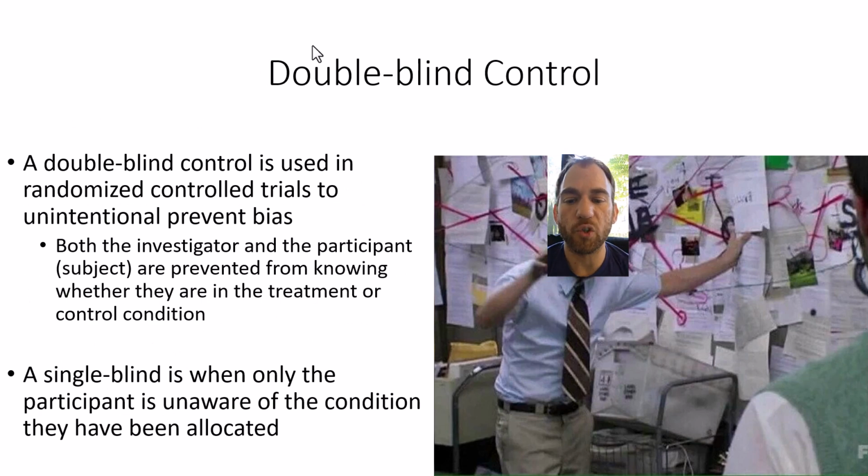Next, a double-blind control. This is used in randomized control trials to try and prevent unintentional bias. Both the investigator and the participant or subject are prevented from knowing whether they are in a treatment or a controlled condition. A single-blind study is when only the participant is unaware of the condition they are being allocated.